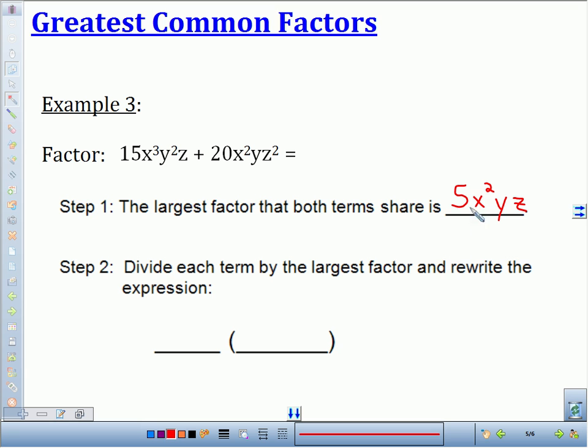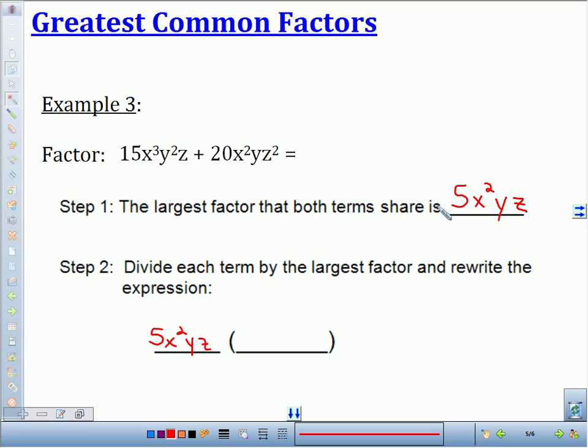That means that my largest term that all of these share, the GCF, is 5x squared yz. And I'm going to start this time by writing that out front. 5x squared yz. Now, again, I'm going to divide each one of my terms by 5x squared yz.